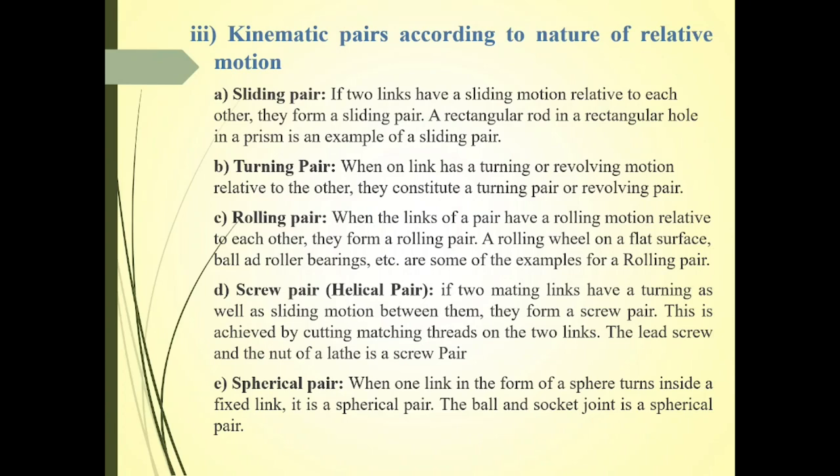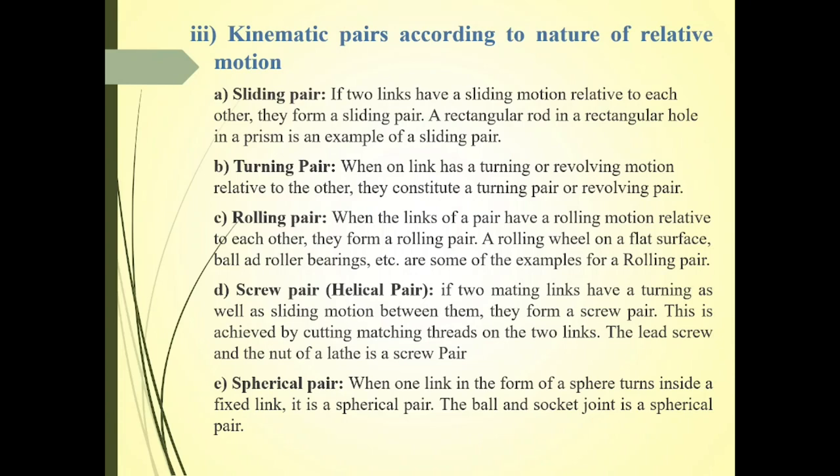Next is the screw pair. If two mating links have a turning as well as sliding motion between them, they form a screw pair. For example, the best example is a bolt and nut. This is achieved by cutting matching threads on the two links. The lead screw and nut of the lathe is a screw pair. A bolt and nut is a simple example of a screw pair.